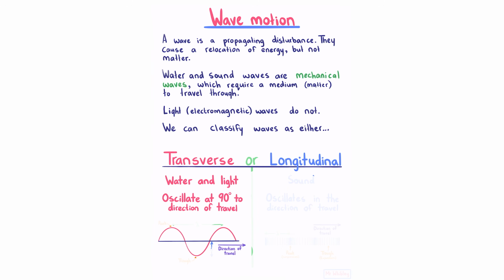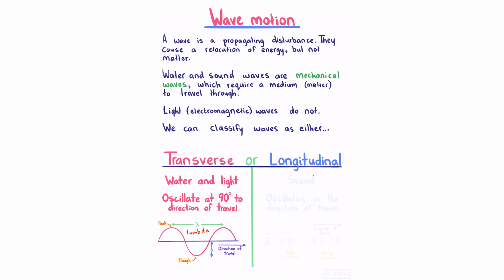We call the top of a wave the peak and the bottom of the wave the trough. Halfway in between is what we call equilibrium. The distance from equilibrium to a peak or a trough is what we call the amplitude. And the distance between two identical parts on the wave, such as a peak to peak, is what we call the wavelength, represented by the Greek letter lambda.